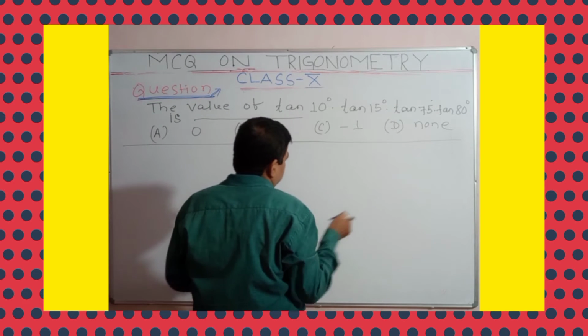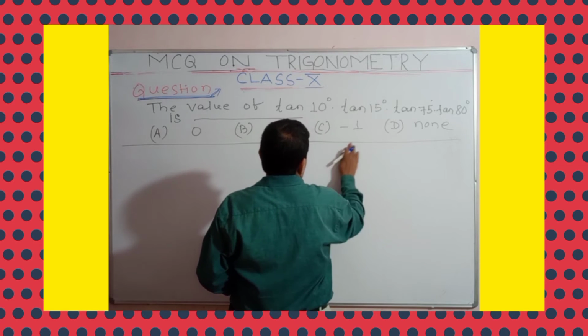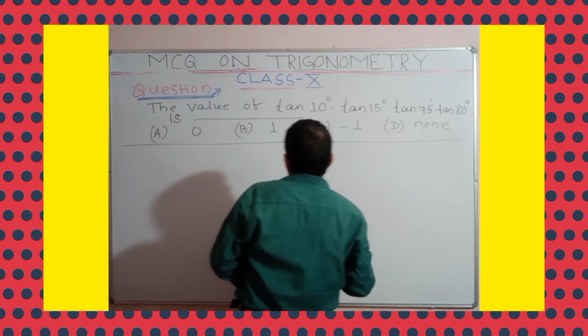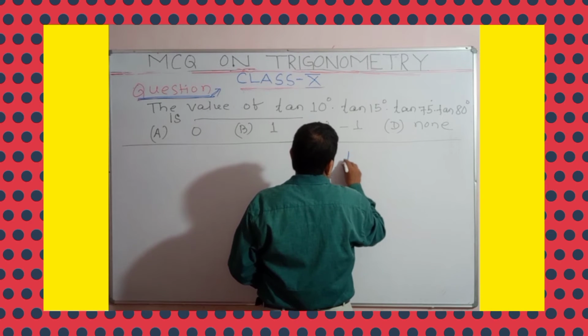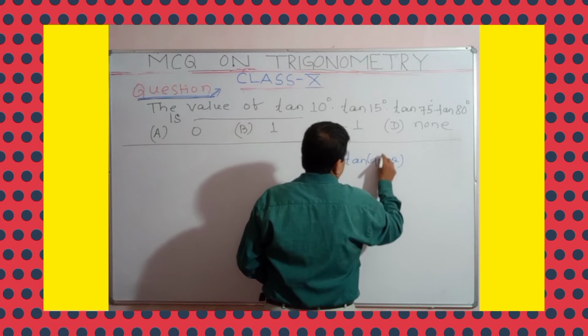And all of you know the trigonometric ratio of 90 degree minus theta. Yes or no? Okay, and all of you know tan of 90 degree minus theta. What is that? Cot theta.